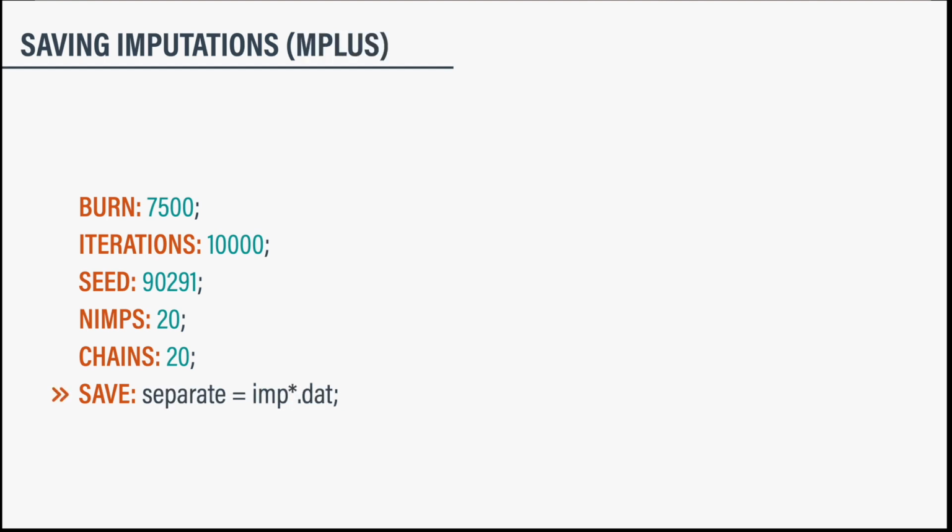Finally, this version of the save command writes each imputed dataset to a separate file. The asterisk in the file name gets replaced by an integer, which in this example ranges from 1 to 20. This format is required to analyze imputed data in Mplus, for example. Blimp also creates the necessary text file containing the names of the filled-in data sets.